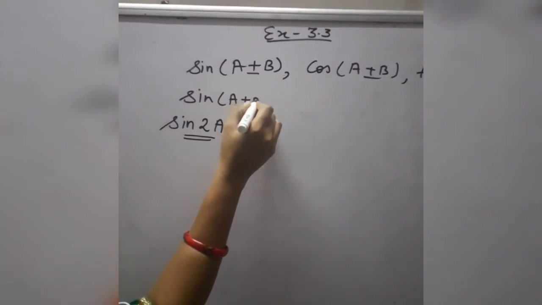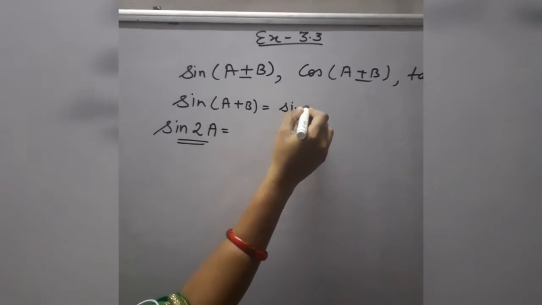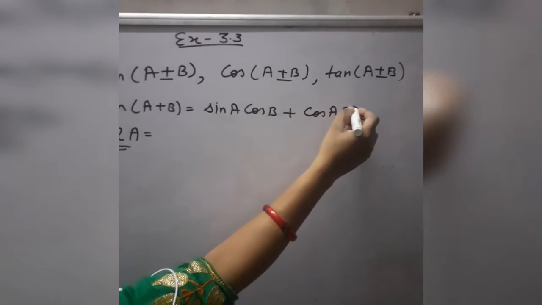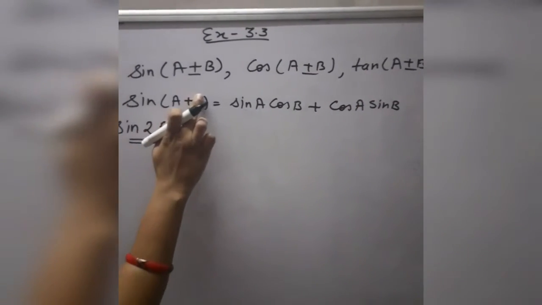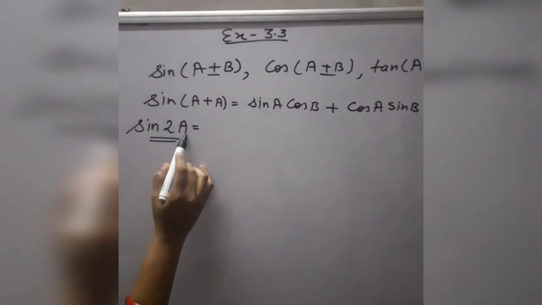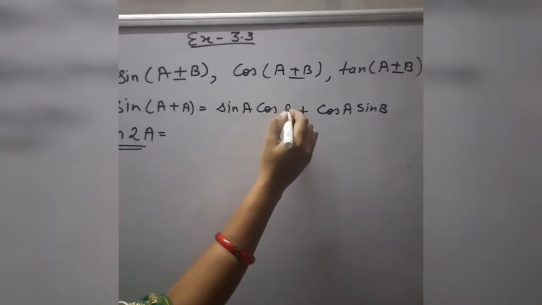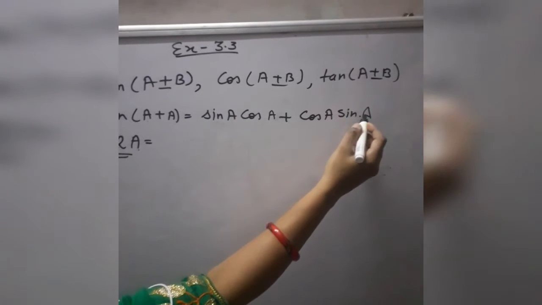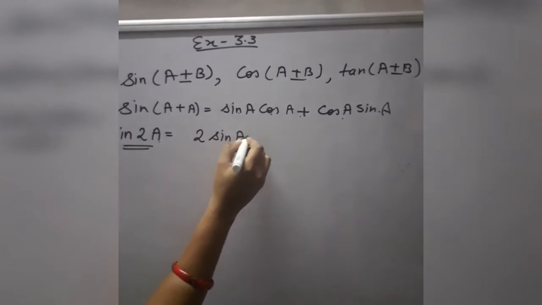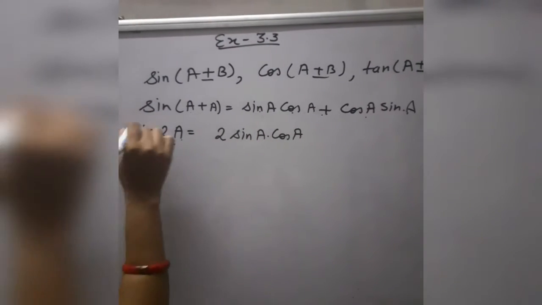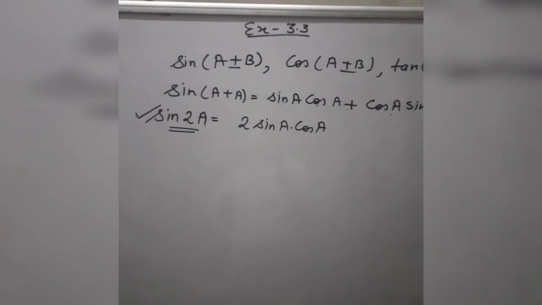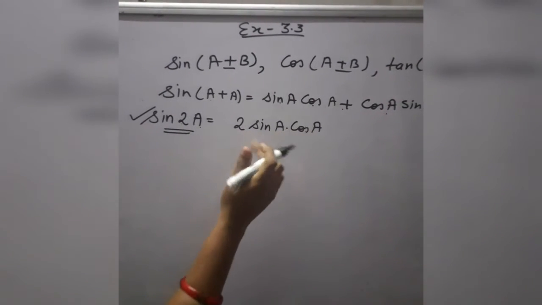All of you know that sin A plus B is equal to sin A cos B plus cos A sin B. If in this same formula in place of B you write A, then A plus A becomes 2A. Here also this B is replaced by A. Then sin A cos A plus sin A cos A can be written as 2 times sin A cos A. So the next formula is sin 2A is equal to 2 sin A into cos A. This is the formula of sin 2A in terms of sin and cos.